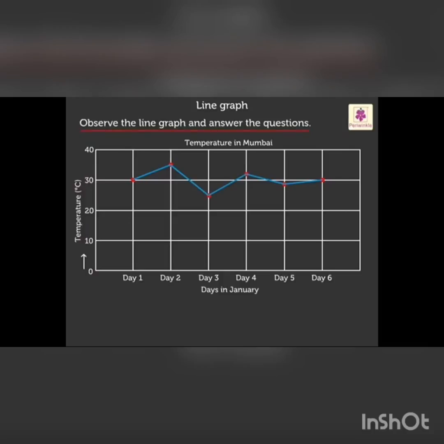Now you have to observe this line graph and give the answers. What is the temperature on day 5? This is day 5. So guess what is the temperature? Yes, 28 degrees, because it is a little bit back from 30.